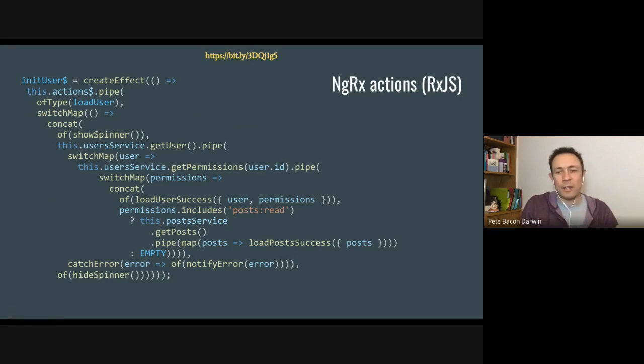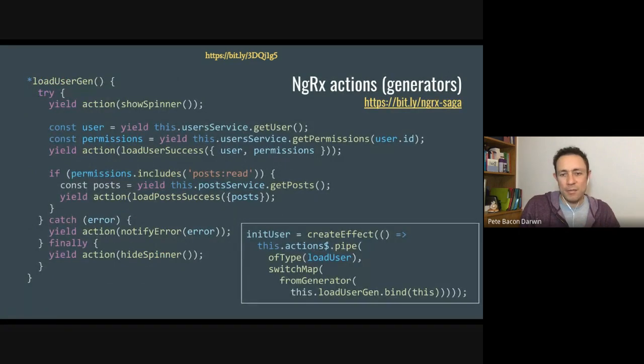The comparable approach using a generator ends up looking like this. Here we've got a class method called loadUserGen, which has a star in front of it, which tells us it's a generator function. But look at this, you can just read the code as though it's a normal function. We're starting by saying there's going to be an action which sends a value to the store called show spinner. So that's going to kick off the spinner.